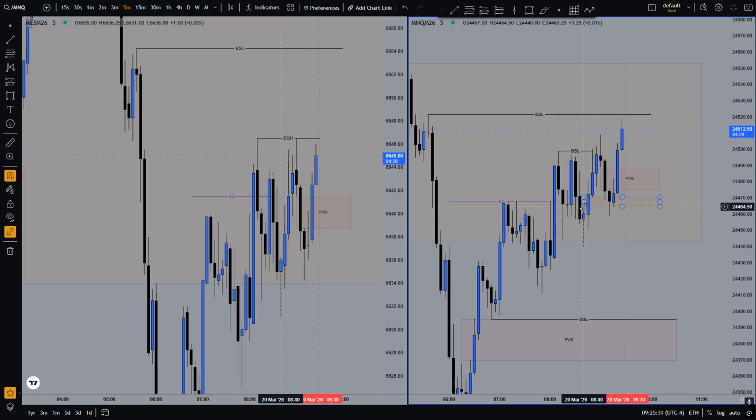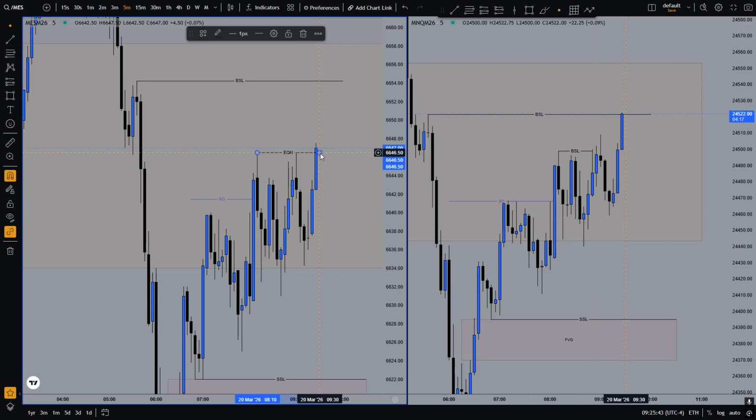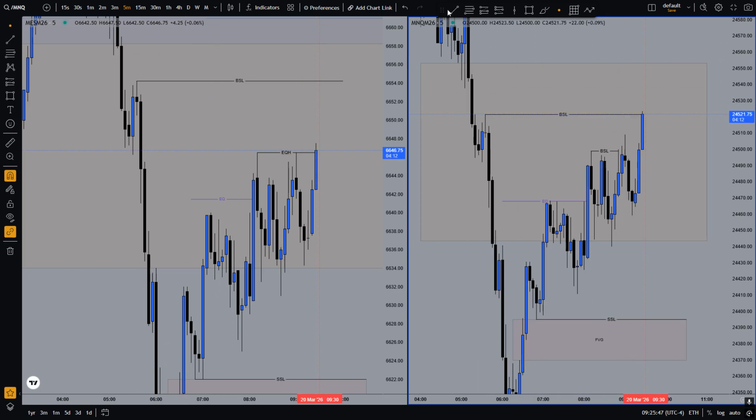Gonna get rid of all this and this. So boom, equal highs now get taken, as well as buy side on the 5-minute. So we have this SMT here now. I'm just gonna mark out.